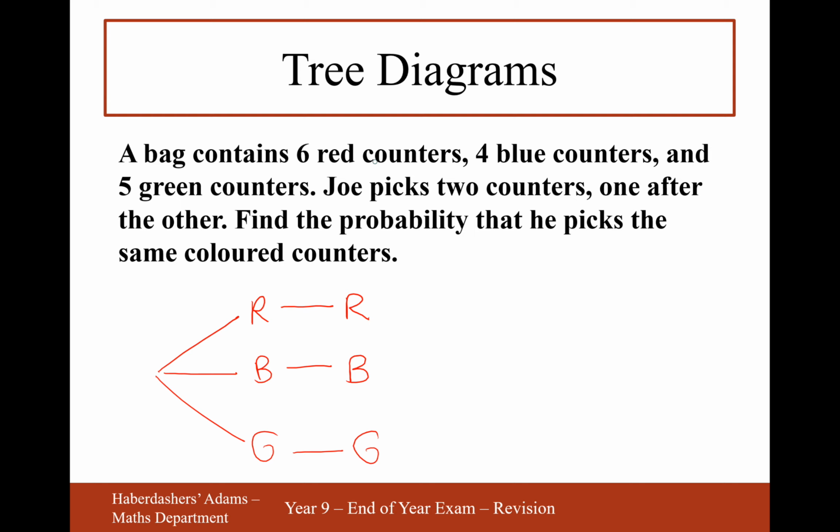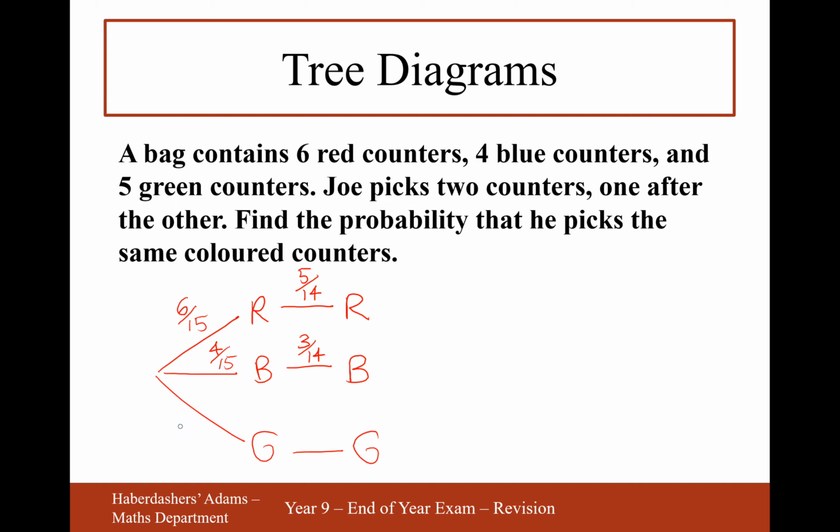Now, I've got 6 red out of a combined 15 counters, so it'll be 6 out of 15. But once I've picked a red counter, I can go down to 5 red counters out of 14 counters in total. On the blue branch, I've got 4 blue counters to start with out of 15, restarting from the beginning. And then once I've picked a blue, I've only got 3 blue left out of 14 counters in total.